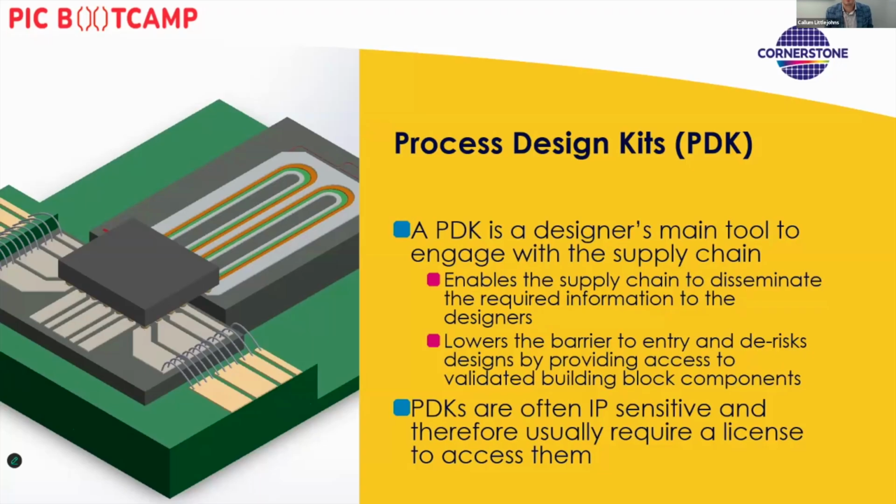platform. So the types of things contained in a process design kit will be layer thicknesses, the optical and electrical properties of the different material layers, the minimum feature sizes that are possible to achieve for your circuits. And crucially, most of the time, they will contain building block components that the foundries or the design houses have designed and validated in their particular platform.